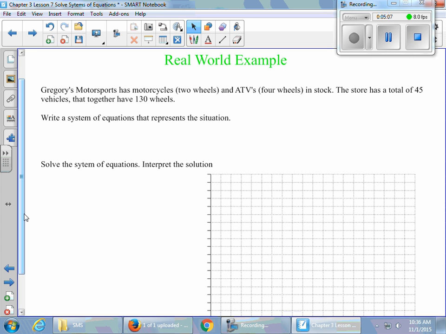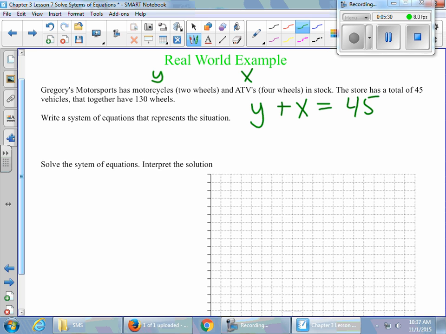So first of all, we have to write some equations down. Once again, we did this in Chapter 2, writing equations from words. Greg has motorcycles with 2 wheels. Let's make motorcycles y and ATVs x. So we know our y's plus our x's equal 45. That takes care of our vehicles. They also gave us numbers for wheels: 130 wheels.